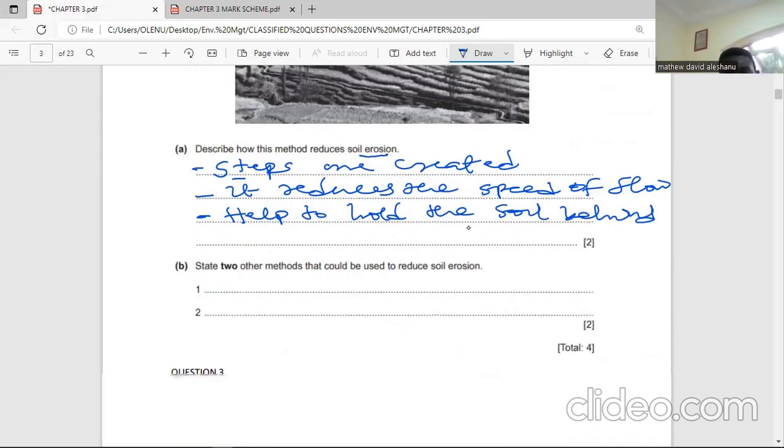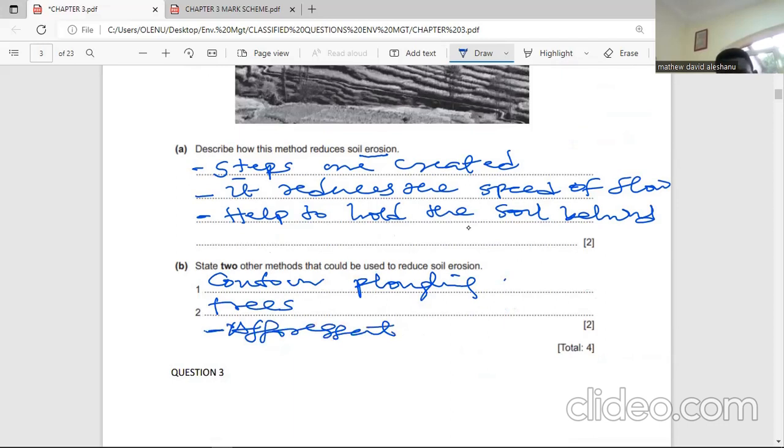Now, next is, they say state 2 other methods that can be used to reduce soil erosion. I've stated them up there. Things like when you have your contour plowing. Another one is when you plant trees, which will act as windbreak. Another one, you have afforestation, and afforestation cover.